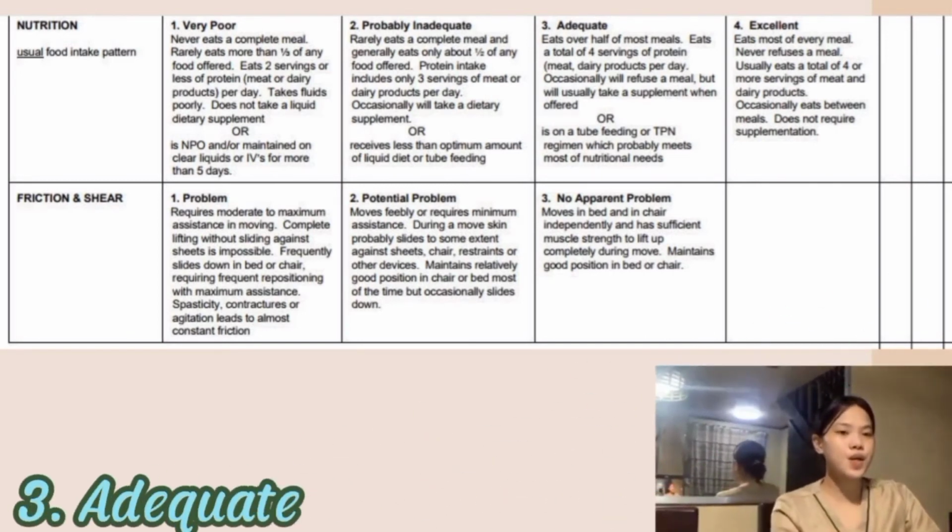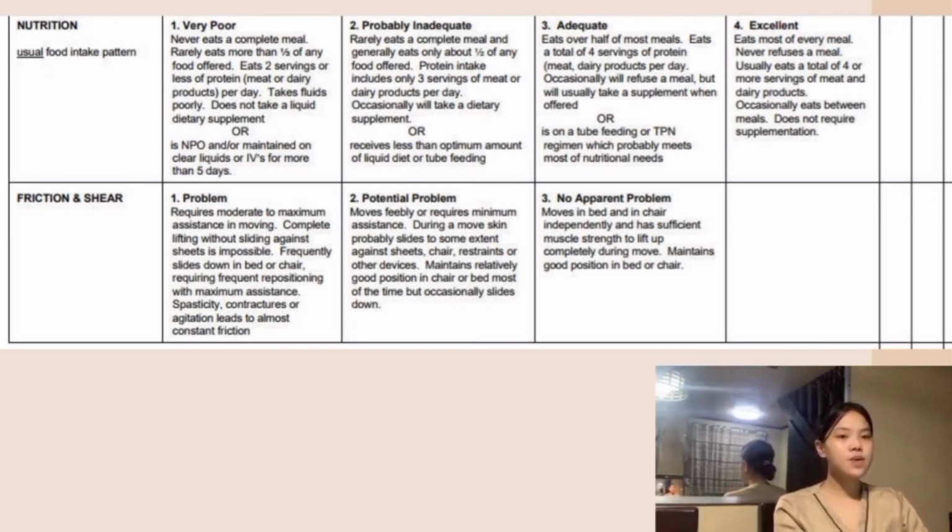A score of 3 indicates adequate. Eats over half of most meals. Eats a total of 4 servings of protein per day. Occasionally will refuse a meal, but will usually take a supplement when it is offered, or is on a tube feeding or TPN regimen that probably meets the nutritional needs of the patient.